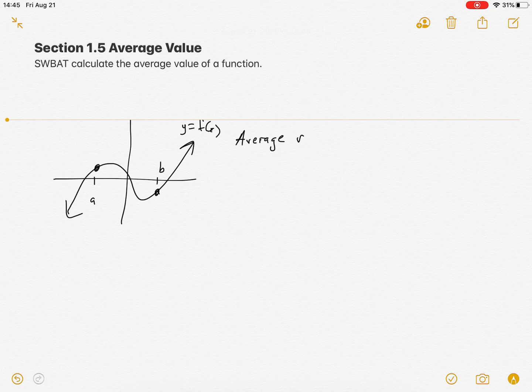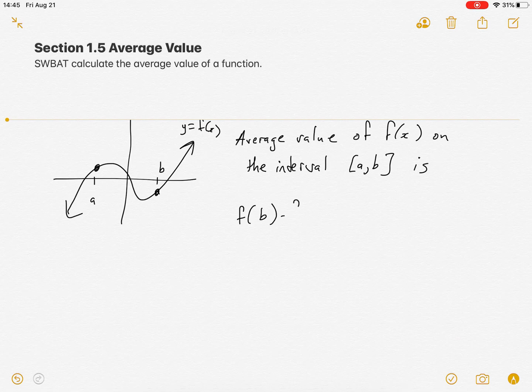So the average value of f of x on the interval from a to b is given by whatever f of b is minus whatever f of a is divided by b minus a. Alternatively, other notation might be x1 and x2, and we would end up with f of x2 minus f of x1.